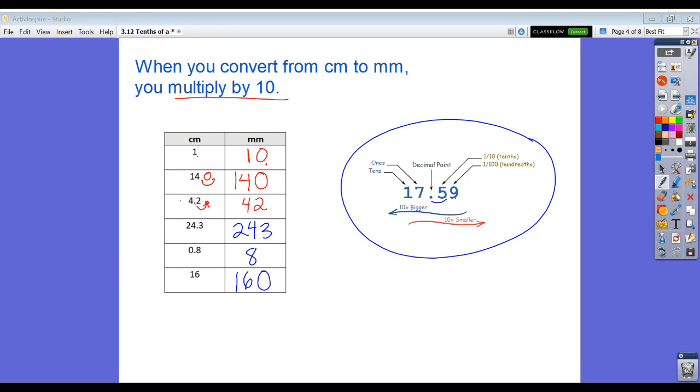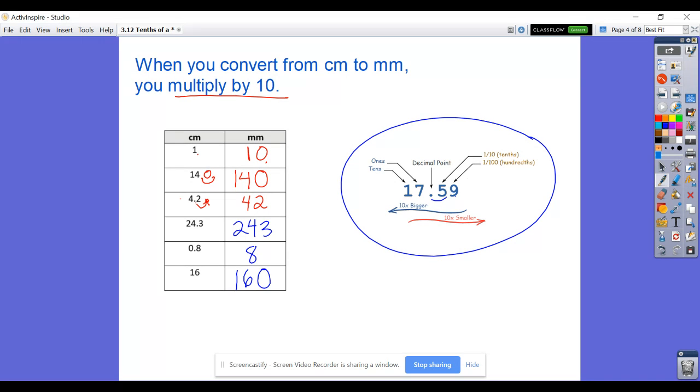I know you will be careful to follow all the rules of measuring, and then you will think through your conversions. But remember, converting from centimeters to millimeters is as simple as multiplying by 10.